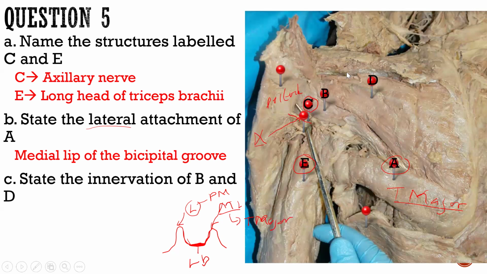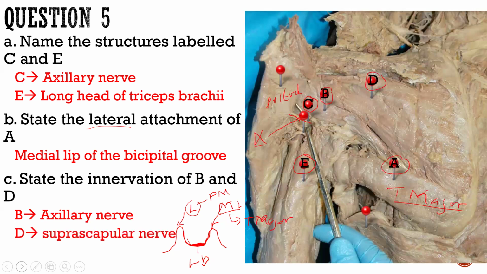And then we've been asked to state the innervation of B and D. B over here is your teres minor muscle, innervated by the axillary nerve also. And D is infraspinatus, which is innervated by the suprascapular nerve. Remember, the suprascapular nerve comes from the superior trunk of the brachial plexus. This structure which I'm not naming here, if you've named that as latissimus dorsi, you are correct.